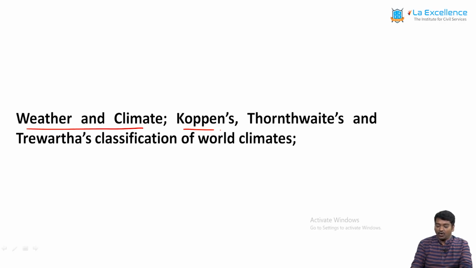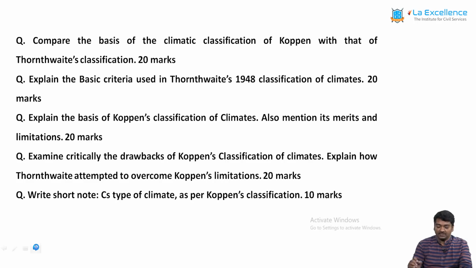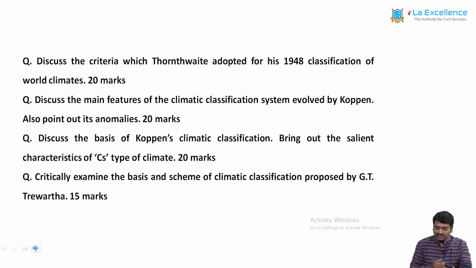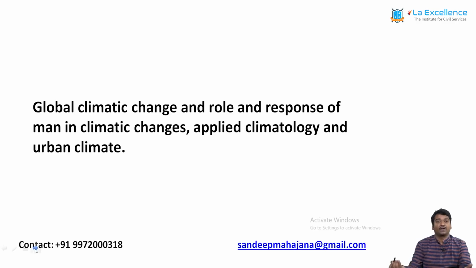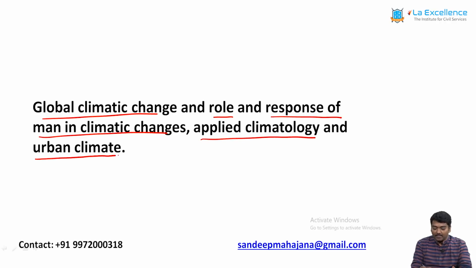Weather and climate: Köppen, Thornthwaite and Trewartha, which we keep telling. Classification of Köppen, Thornthwaite, drawbacks of Köppen, and how Thornthwaite overcame them. CS, summer, no rainfall, Mediterranean, just need to talk about it. Discuss the criteria which Thornthwaite adopted. Discuss the main features of Köppen. Köppen, CS. Can you see again and again? Trewartha, once they have asked. Global climate change and role and response of man in climate changes. Applied climatology and urban climate.